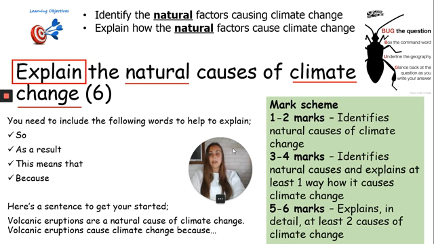And right at the bottom there, there's a sentence starter to get you started. It's up to you which one you pick, but I've started with volcanic eruptions. Volcanic eruptions are a natural cause of climate change. Volcanic eruptions cause climate change because, and then you'd go on to explain how that works. So for your last task of today's lesson, if you could pause it here, use the question, the sentence starters, the connectives, and the mark scheme to have a go at that. And do remember to submit your work via email or Teams to myself and Miss Madare.